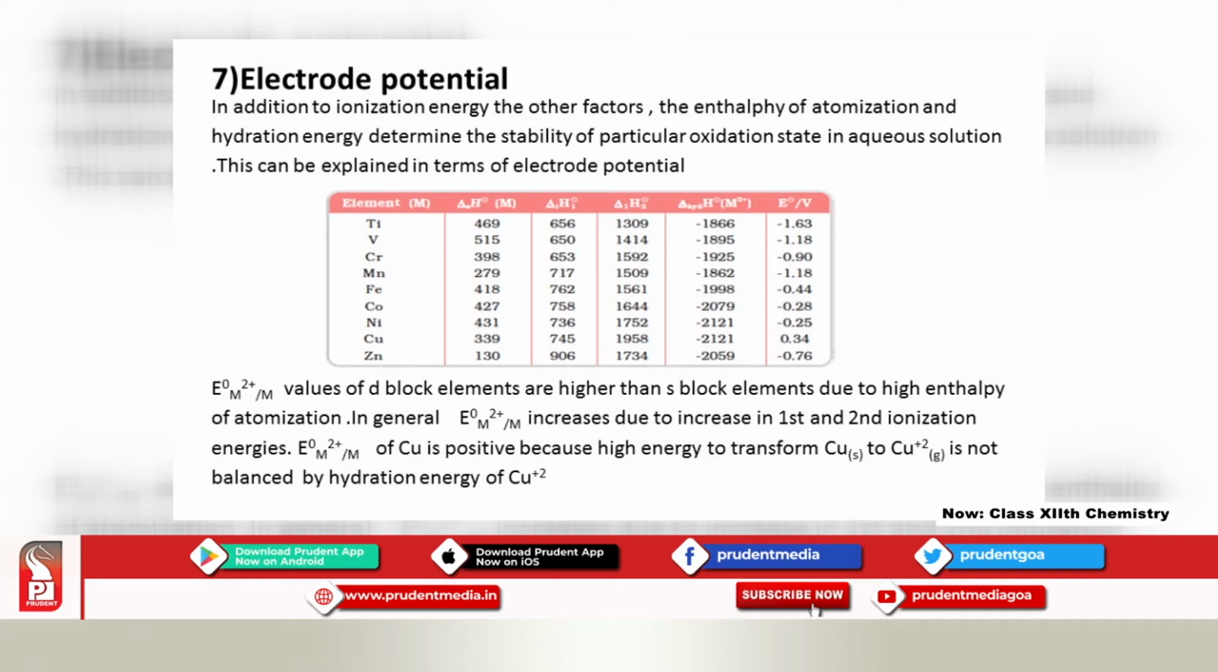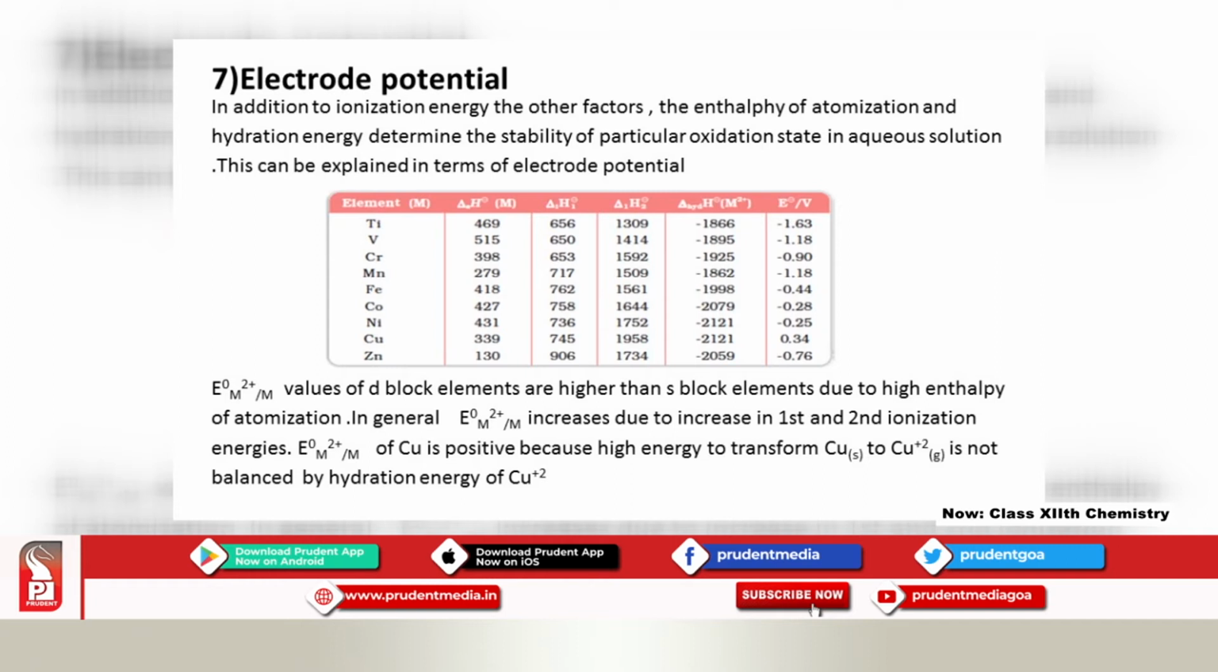In this data, we have taken the 3D elements. That is titanium. Enthalpy of atomization is 469, and first ionization enthalpy is 656. Second ionization enthalpy is 1309. Enthalpy of hydration is -866, and electrode potential is -1.63, in the case of titanium.